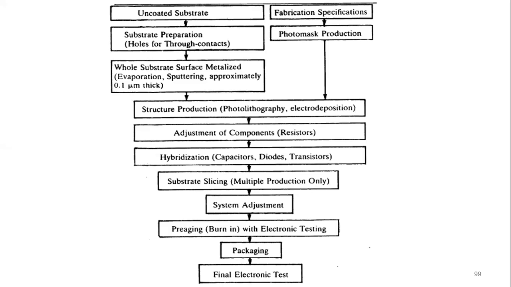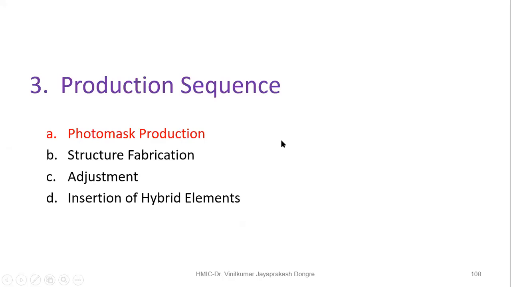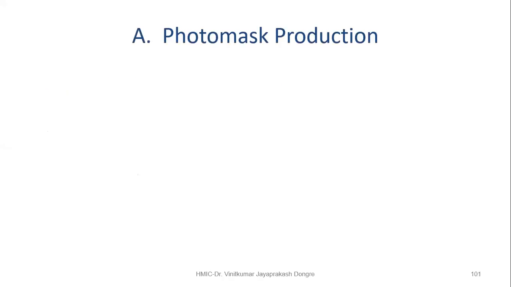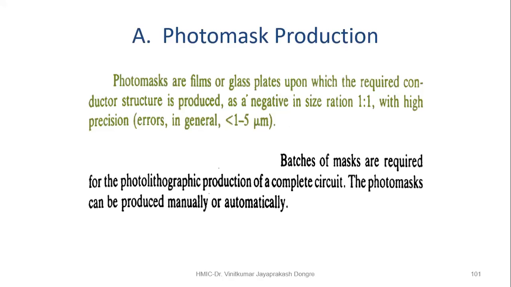So what is the important thing that we discuss here now. As there are four steps, we will go one by one. Very first is the photo mask production. As this is the preparation, on the right hand side it is mentioned. So how can photo mask production be done? Now read this.